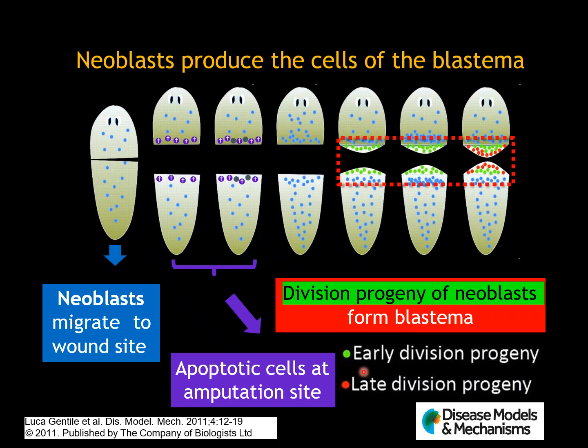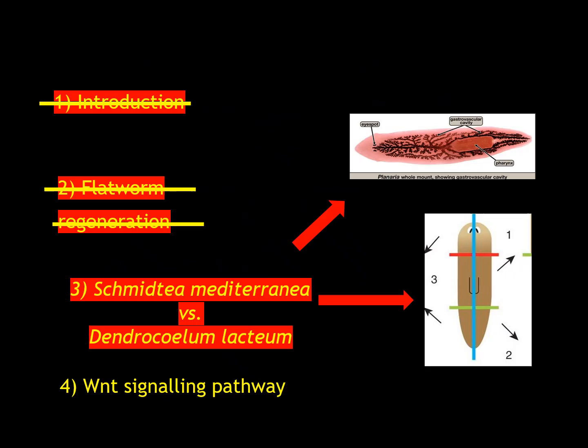And here you see that in red is the late division progeny that has already started and probably starts going through differentiation at the end. And if you see, it not only happened on one side, it happened on both sides. Okay, now we're going to focus on these two species of flatworm and how different their regenerative potential is.